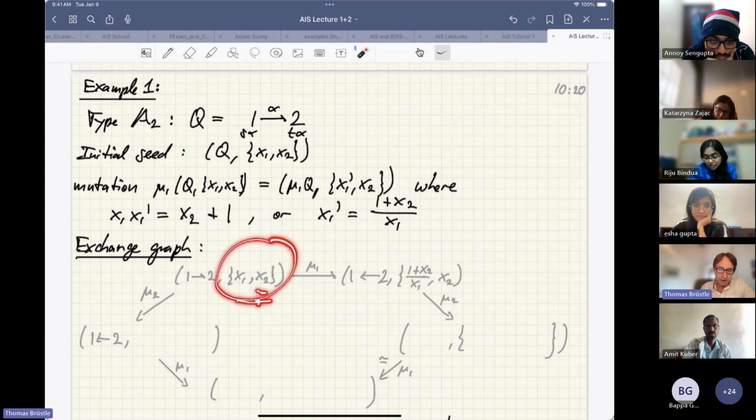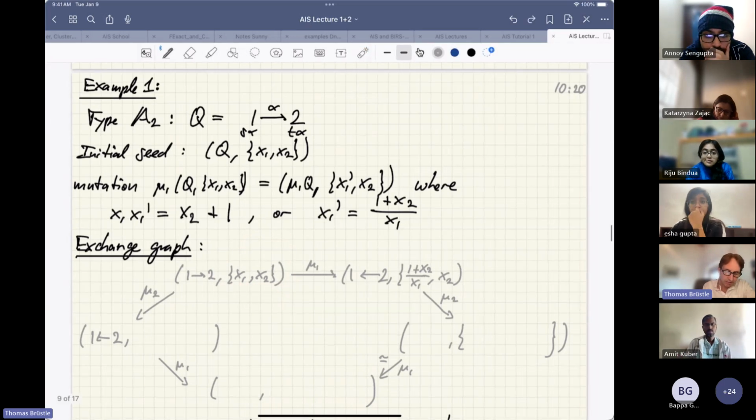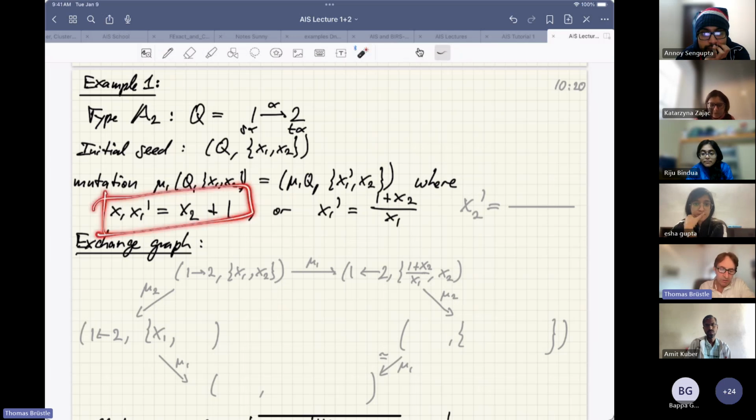If I mutate in 2, it means I keep x1. Okay, let's do this. The new cluster, the new set of variables, will be x1, comma, and now we have to compute x2 prime, right? And x2 prime is calculated in a completely similar way. I need to apply that rule with an x2, so I change 1 to 2, meaning I will have a formula that reads x2 prime equals something, or I can write x2 prime as something over x2.